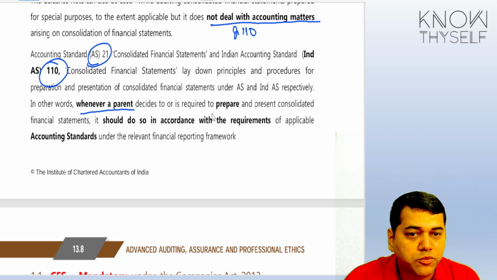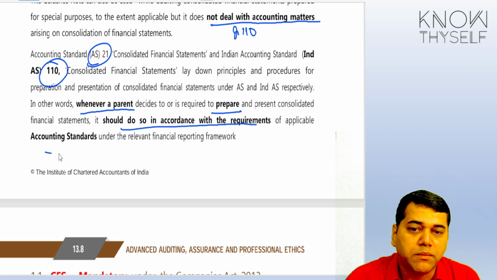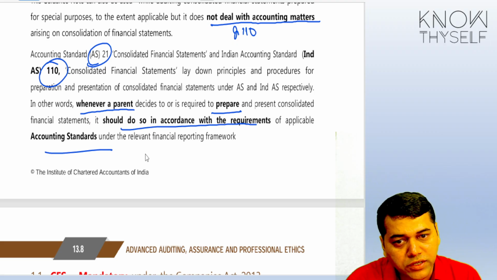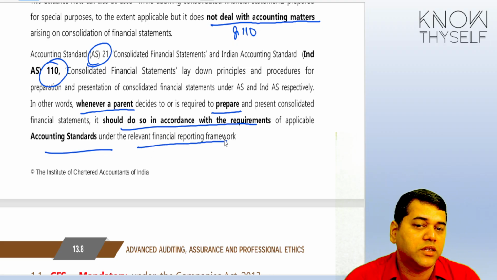Whenever a parent decides to prepare, it should do so in accordance with the requirements of whichever accounting standards or Ind AS are applicable to them as per the relevant framework.